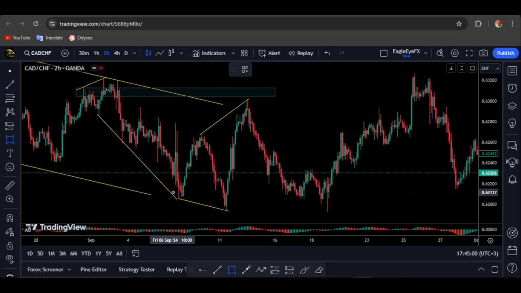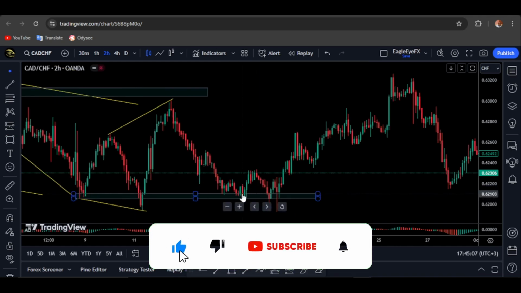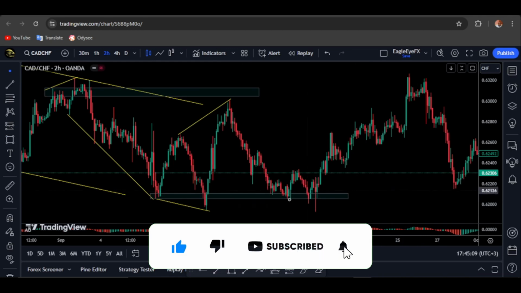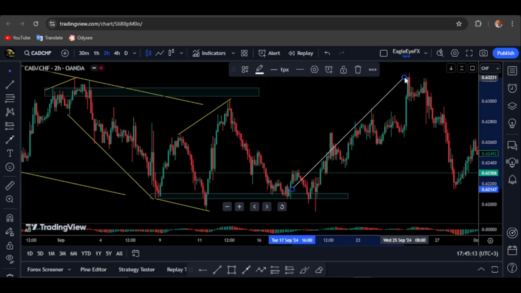Then we come and mark this level over there. And what will you be doing? We'll be waiting for the market to come and tap this level. Once the market taps that level over there, then what are we looking for? We are looking to buy. And you can see that one actually played out.